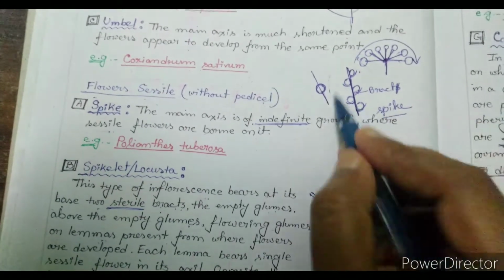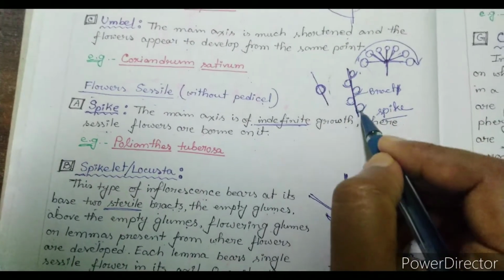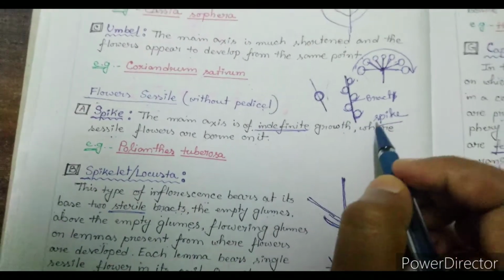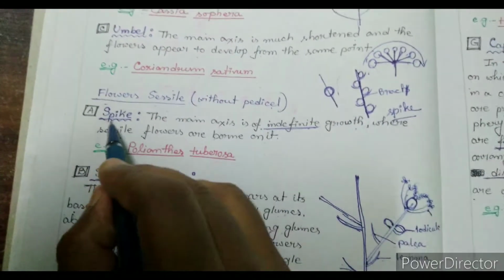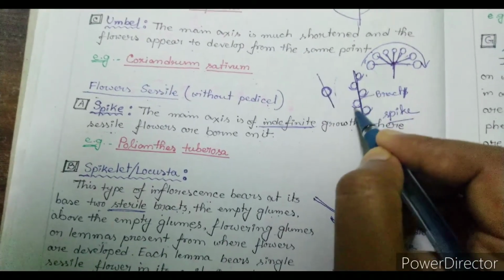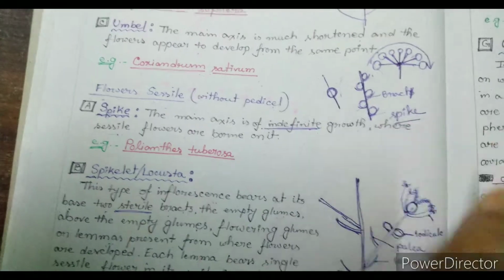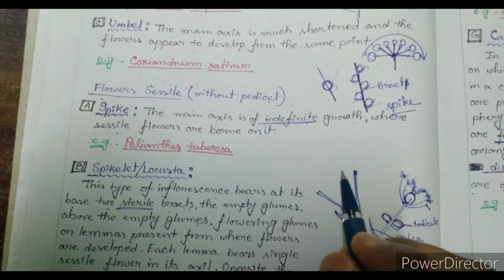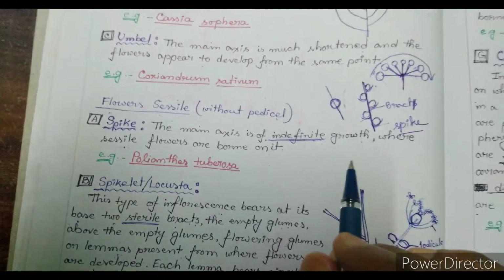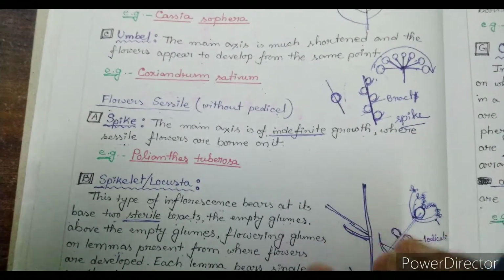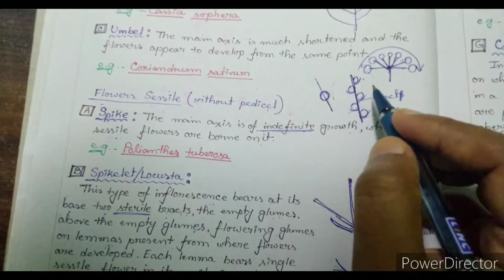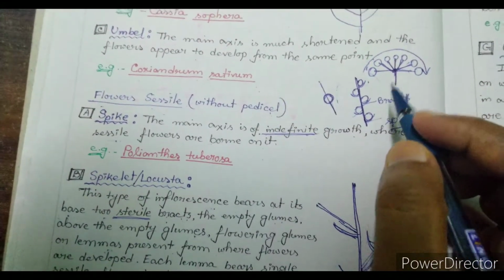So these sessile flowers are borne on a single stalk, the axis. This type of inflorescence is called spike, and all the flowers bear a bract. This is the bract. We discussed what a bract is in the previous video, so I won't discuss it in this video. If you have any questions or queries, you can check the previous video. I always give the link in the description.